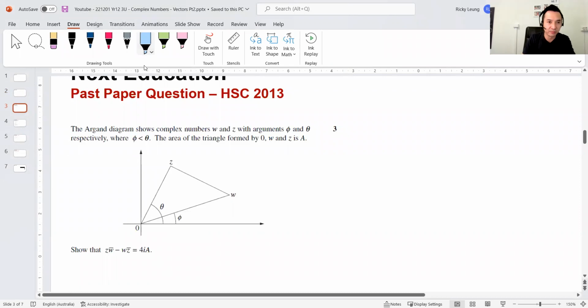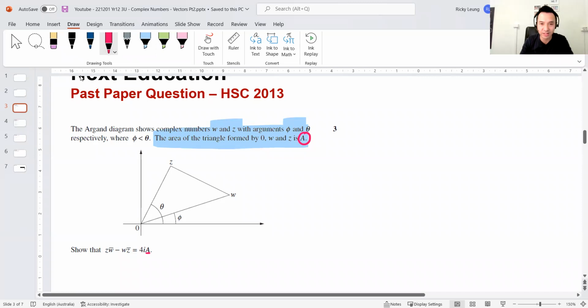All right, what do we have here? An Argand diagram shows W and Z with these arguments. Okay, everything's in the diagram. Oh, wait. Area of the triangle formed. So area is A, that's where this A is. Got it. So we're dealing with the area of a triangle.